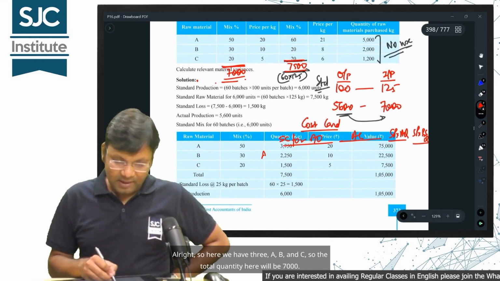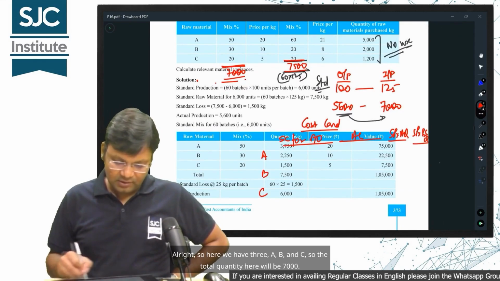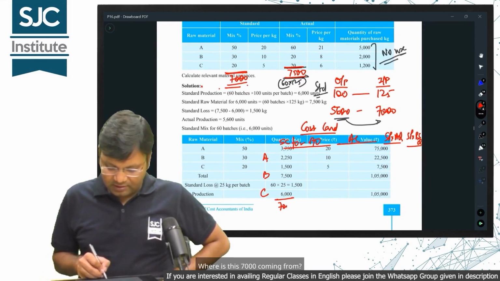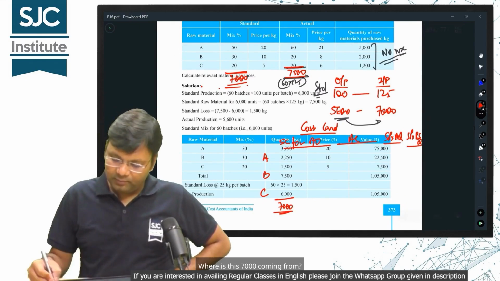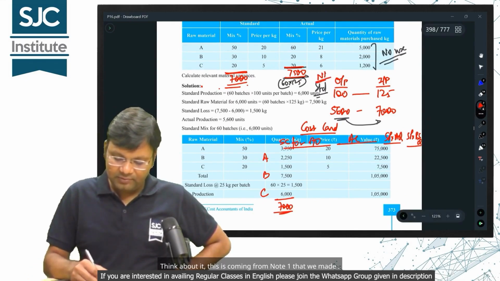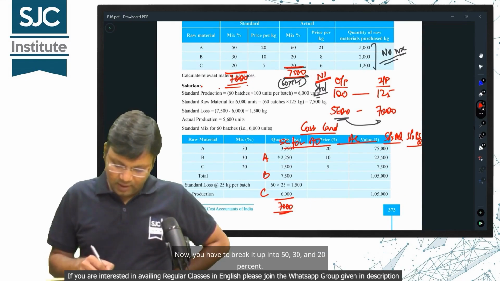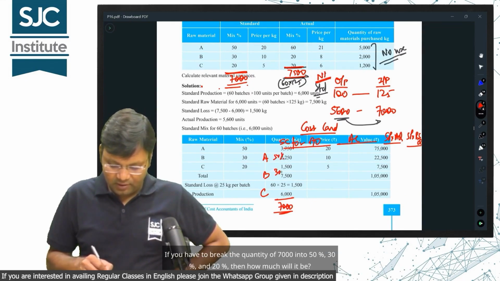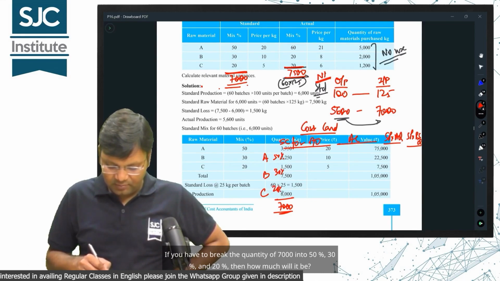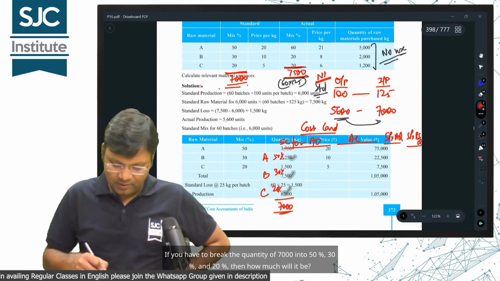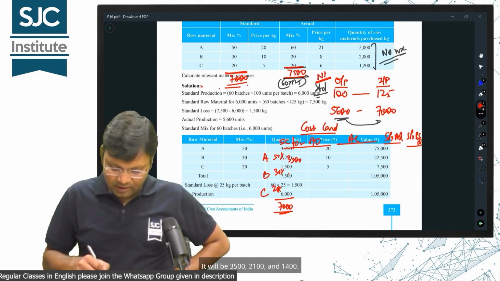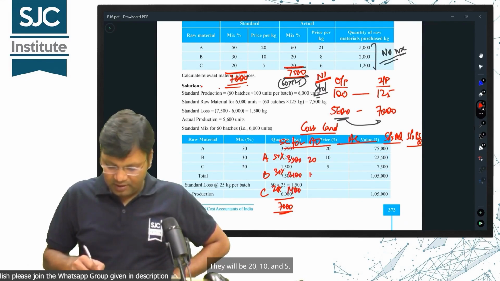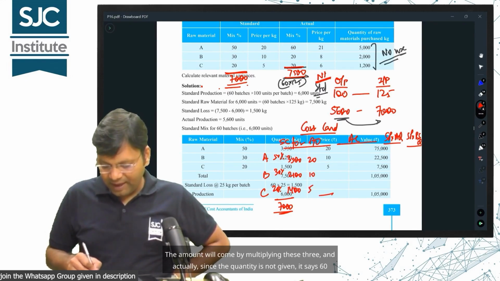Alright, so here we have 3 materials, A, B and C, and the total quantity here will be 7,000. Where is this 7,000 coming from? It is coming from note 1 that we made. Now, you have to break it up into 50, 30 and 20%. If you break the quantity of 7,000 into 50%, 30% and 20%, then it will be 3,500, 2,100 and 1,400. And what are the rates? They will be 20, 10 and 5.